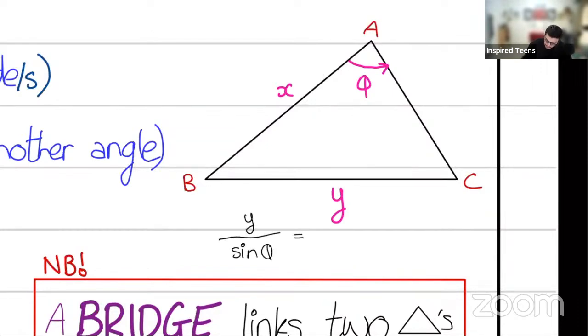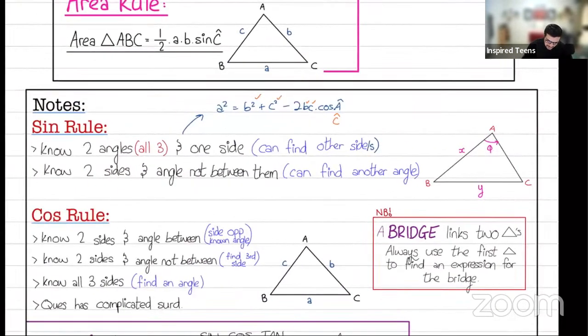Now I need to consider a side and its angle opposite, essentially. So now x over sine, and the unknown here is technically angle C. Okay, so that's how we can utilize it when we know two angles and two sides and one angle that is not between them.